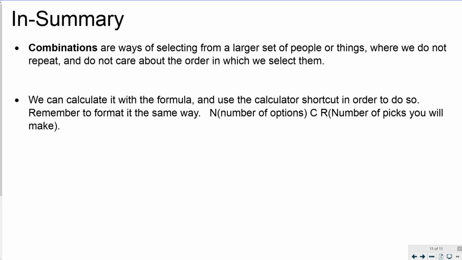So, in summary, guys, combinations are ways of selecting from a larger set of people or things and then putting them in groups, and we don't repeat when we make those picks, and we don't care about the order in which we select them. We can calculate with the formula, and we're using the calculator shortcut in order to do so. Remember to format it the same way: n, the number of options available to you, C in the middle, and then r, the number of picks that you are making at a time.